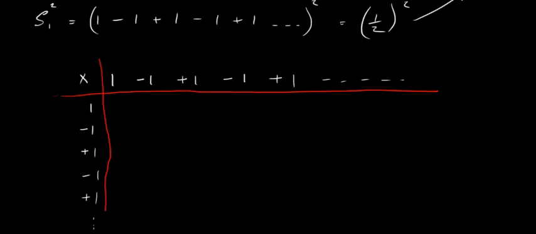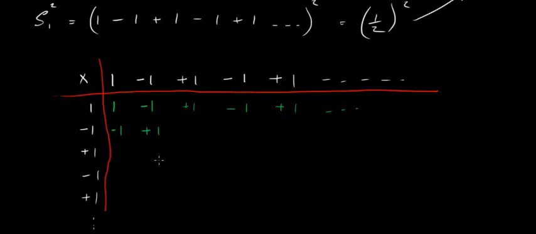So what kind of values do we get? I'll put the values here in a different color. Okay, so 1 times 1 is going to give me 1. 1 times minus 1, minus 1. 1 times plus 1, plus 1. 1 times minus 1, minus 1. Plus 1, and so on. Let's look at the second one. Minus 1 times 1 is minus 1. Minus 1 times minus 1, plus 1.